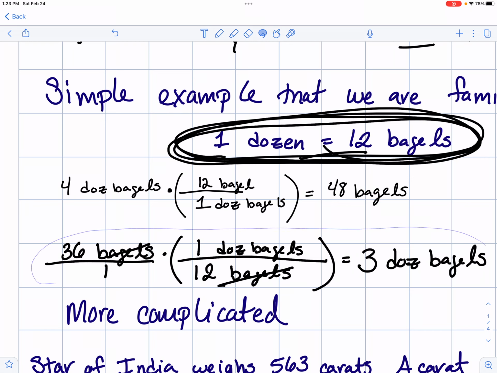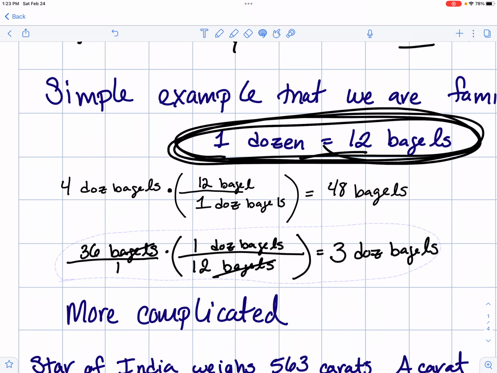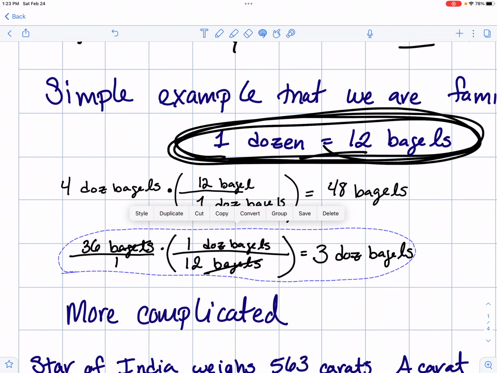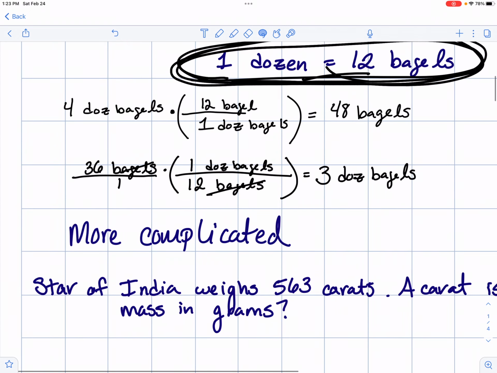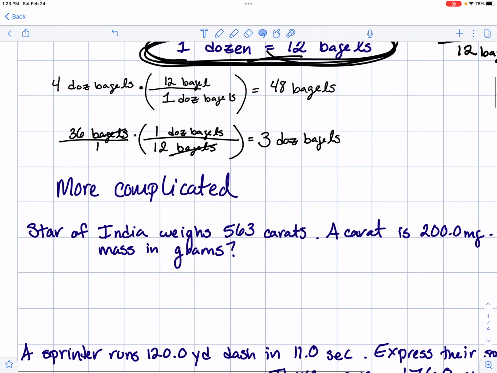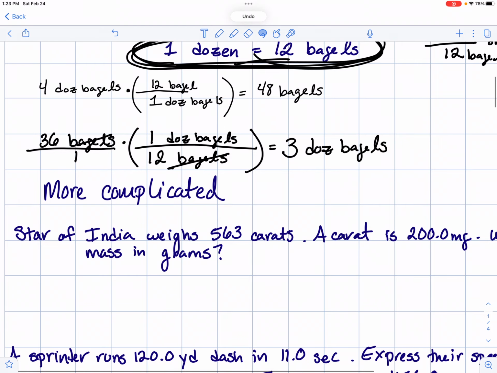I'm going to go through a bunch more examples, but hopefully that feels familiar, because hopefully you feel comfortable going from dozens to numbers of things and numbers of things into dozens. So we're going to get into some more complicated examples where we're using other conversion factors.